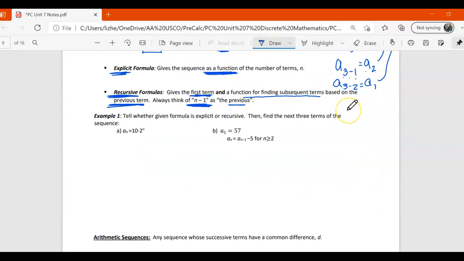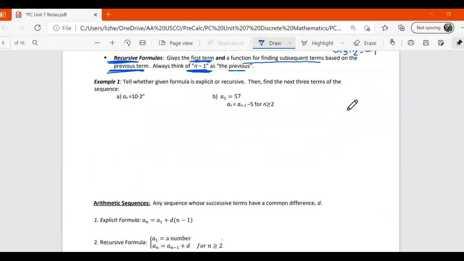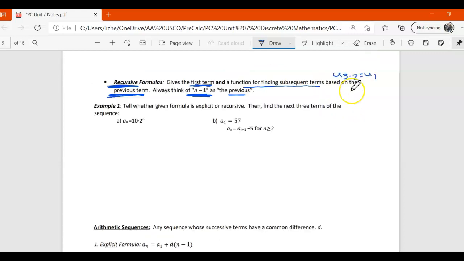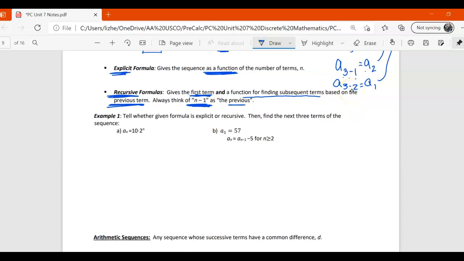Okay, example 1. Tell whether the given formula is explicit or recursive. Then find the next three terms of the sequence. Well, let's just look at both A and B. You can see that in example B, you are told the first term is 57, and then you are told to find every subsequent term, A sub n, by looking at its previous term, the one in front of it. So if I'm looking at A sub 5, I look at A sub 5 minus 1, which is A sub 4, minus 5. So this is recursive.